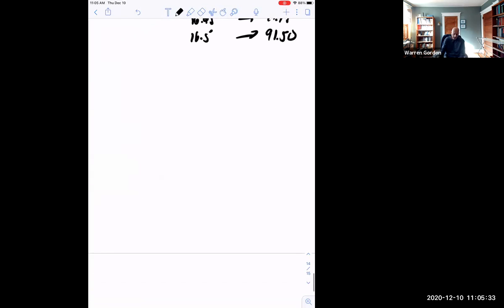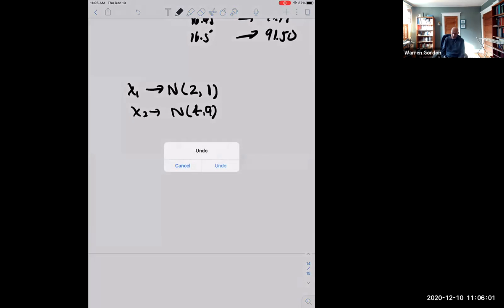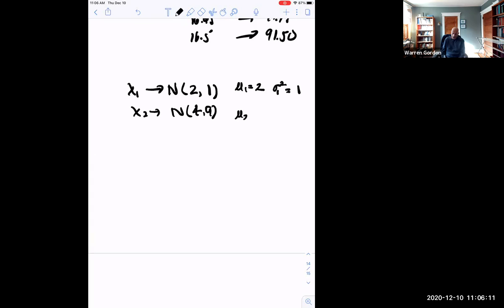And the last question here was the following. It said, let's suppose x1 is normally distributed with 2, 1. And x2 is normally distributed with 4, 9. By the way, that means, of course, mu1 is 2, sigma squared is 1, mu2 is 4, sigma squared is 9. Okay, so I said x1 and x2 are independent.